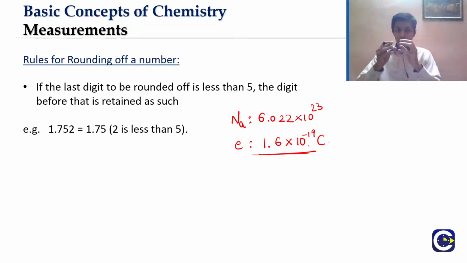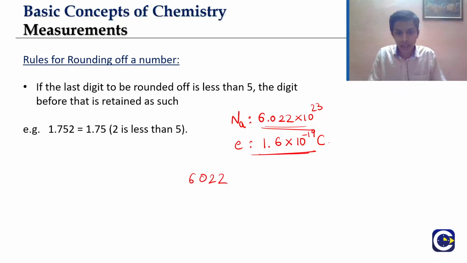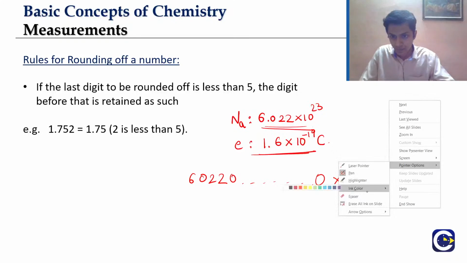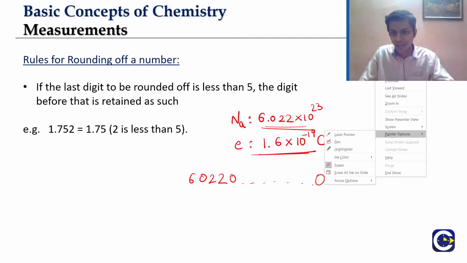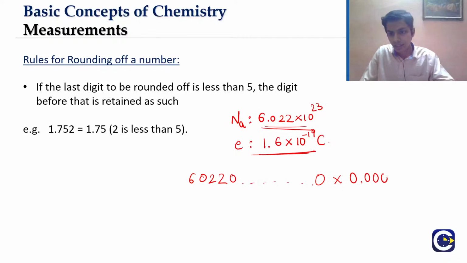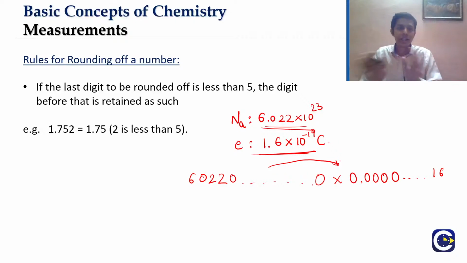Okay, yes. So chemistry covers a vast range of values, and if you want to perform calculations, for example, instead of writing 6.022 into 10 power 23, or 1.6 into 10 power minus 19, if I had written it as 0.00000 up to 19 places times 16, the multiplication of these two numbers would be very difficult, isn't it?